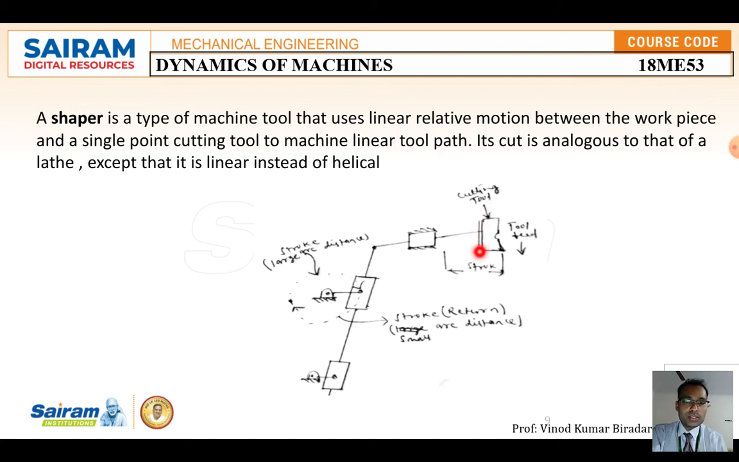Okay, so below this cutting tool, a table will be there. Okay, in this table we are going to fix the workpiece. Okay, so here this is the ram. After switching on the shaper machine, the reciprocating motion takes place. During the reciprocating motion, the movement of the cutting tool will cut the given material.